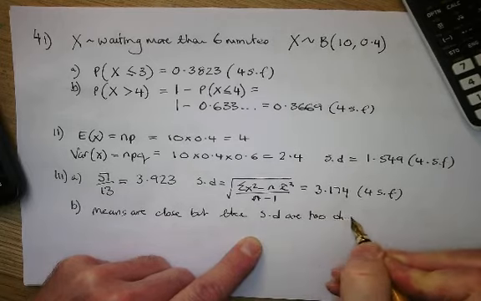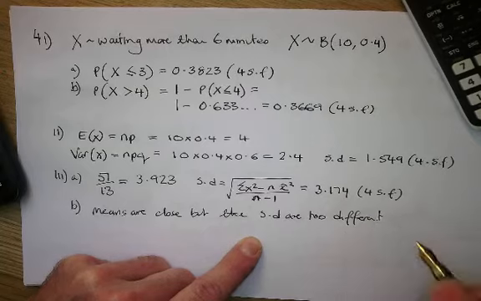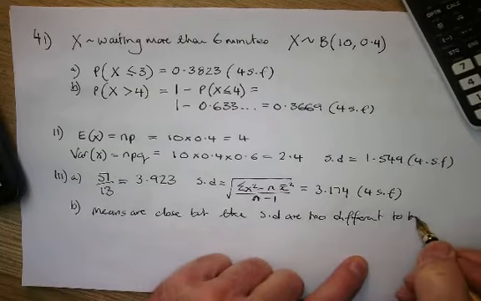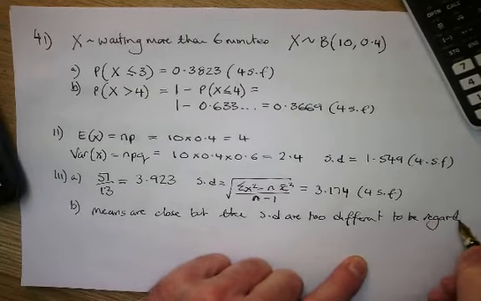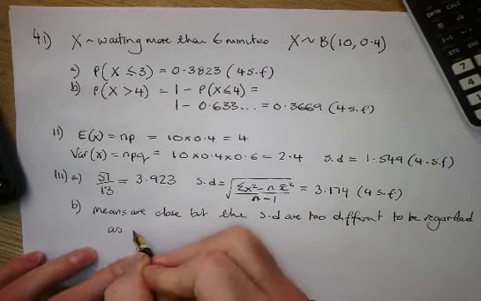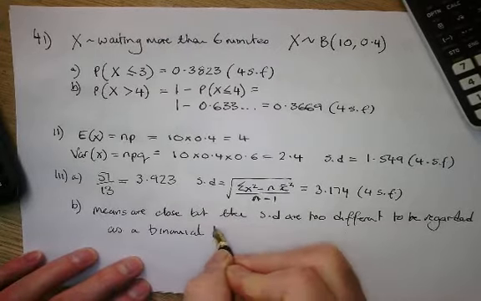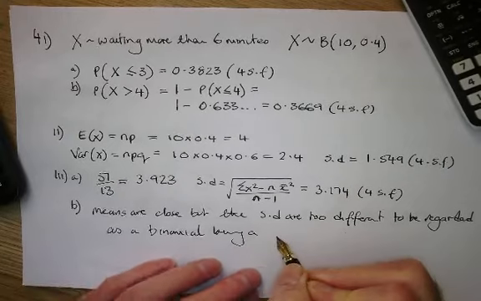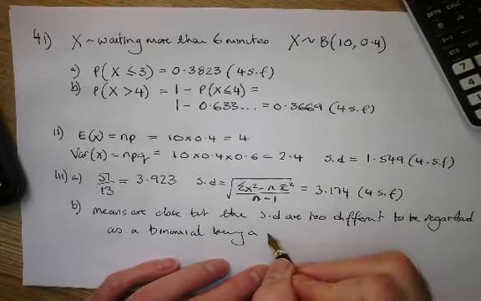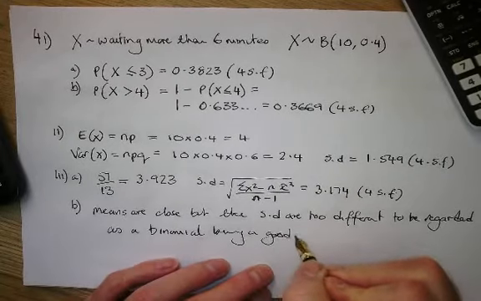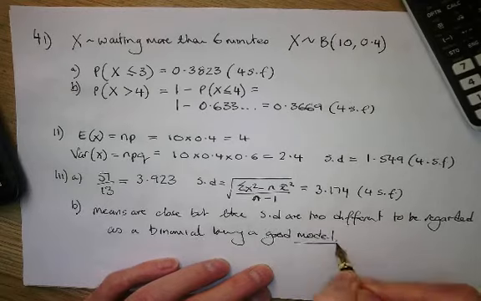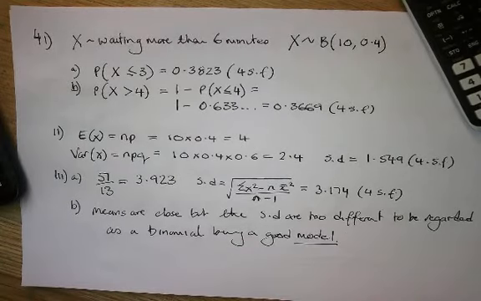But the standard deviations are too different to be regarded as a binomial being a good model. Which is what I thought right at the beginning, isn't it, really? And that's how you do number 4.